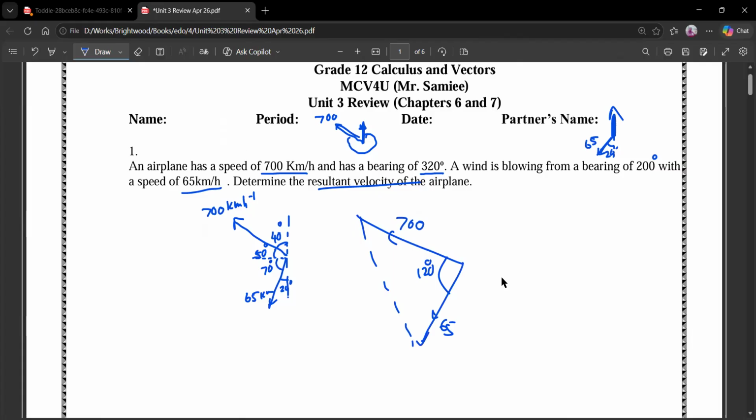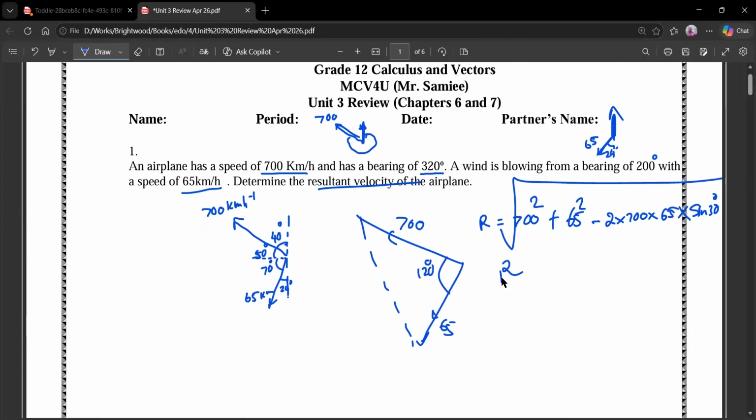Like I said previously, the resultant R equals the square root of P squared plus Q squared, so 700 squared plus 65 squared. It should become minus because it's a cosine value, 2 times 700 times 65 times cos 120. It can be taken as minus, but sine 30 is half. Okay, you can simplify it and get the value.